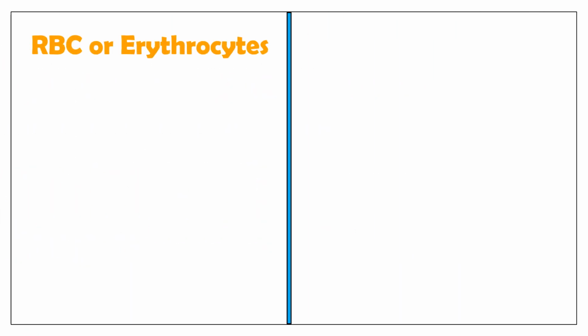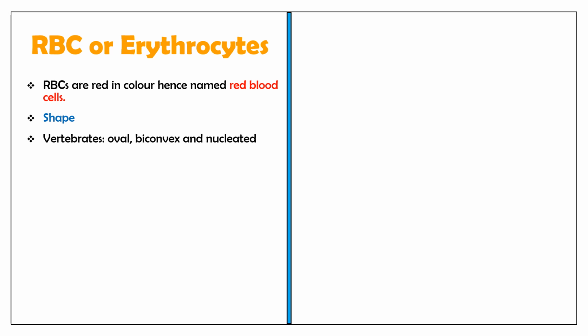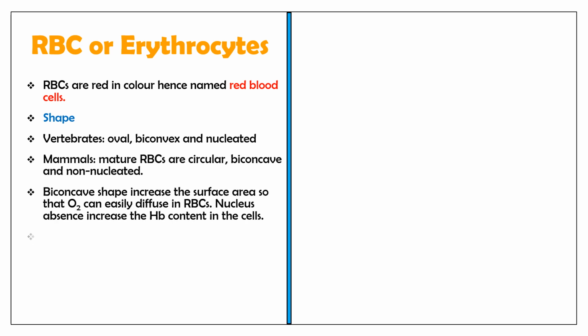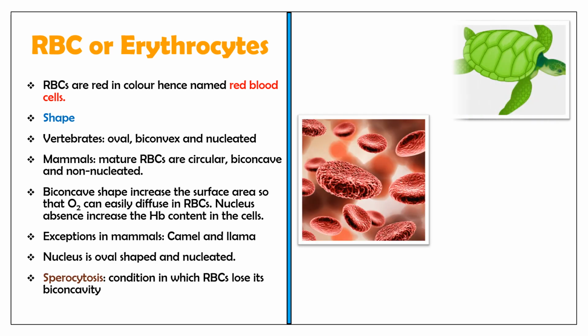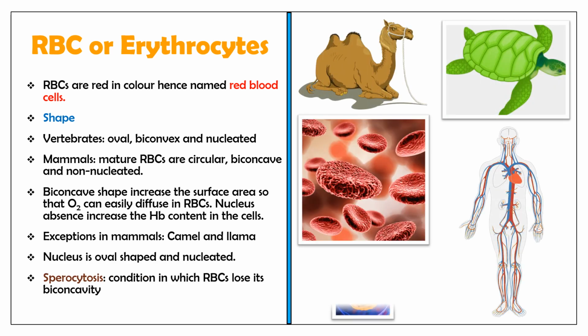So let's discuss the first formed element, that is RBCs or erythrocytes. RBCs, as the name suggests, are red blood cells because they are red in color, hence the name. Let's talk about its shape. The shape is different in different organisms. In vertebrates, it is oval, biconvex, and nucleated.